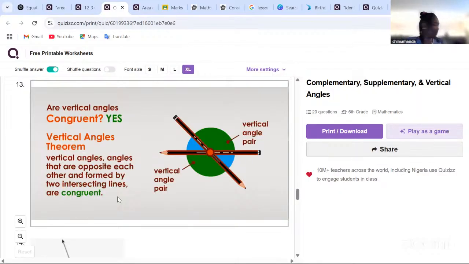Look at this diagram again. Chimamanda, who is making noise in the background? I hope that person is not distracting you. It's my small brother. Okay, please tell him not to distract us, please.